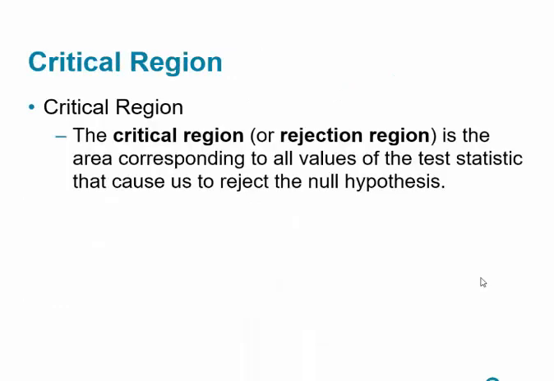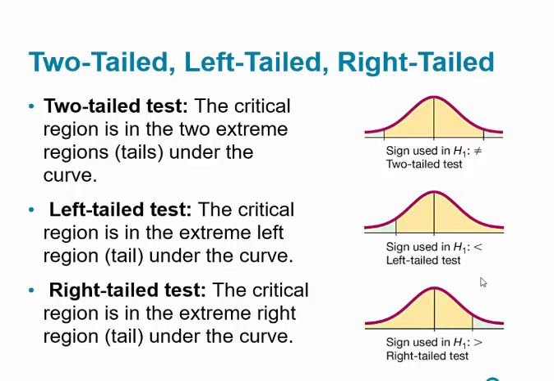Critical region. The critical region, or rejection region, is the area corresponding to all values of the test statistic that cause us to reject the null hypothesis. Two-tail test: the critical region is in the two extreme regions under the curve. So the gray area here is what they call the rejection region. The orange colored area over here is the non-rejection region.